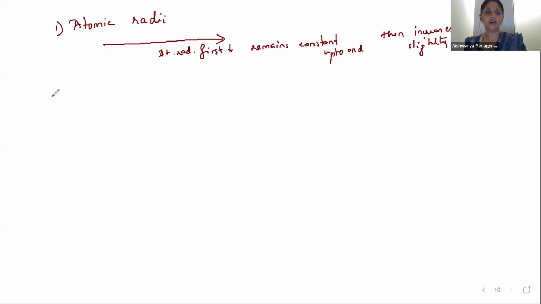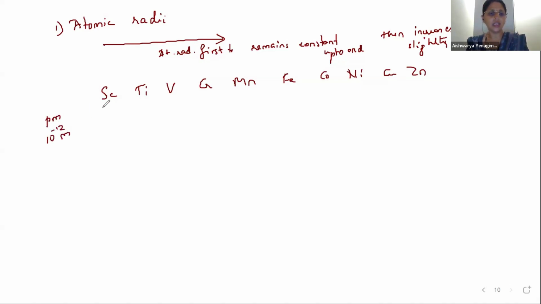If you want to remember the atomic radii, the order is Sc, Ti, V, Cr, Mn, Fe, Co, Ni, Cu, Zn. These 10 elements have atomic radii measured in picometers; 10 raised to minus 12 meters is 1 picometer. Scandium is 144 picometer, titanium 132, vanadium 122, chromium 117, manganese 117, iron 117, cobalt 116, nickel 115, copper 117, zinc 125.